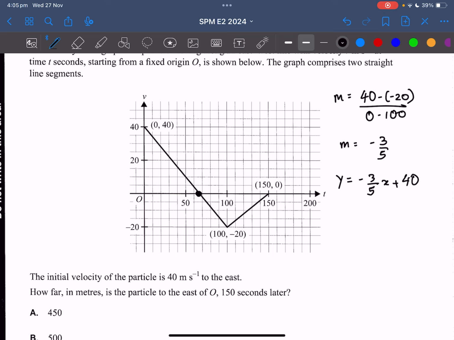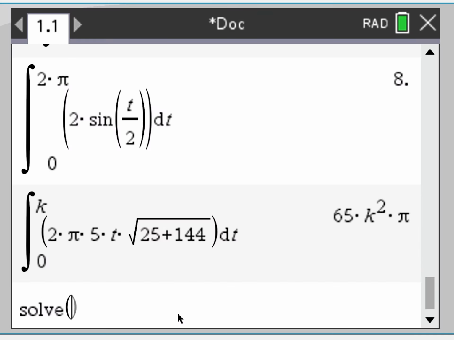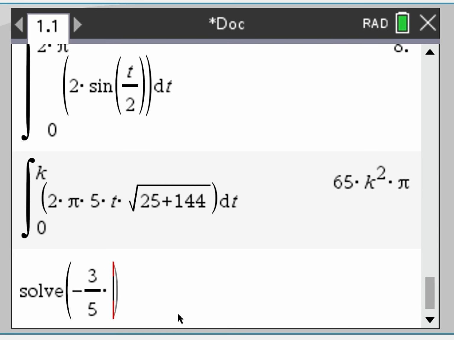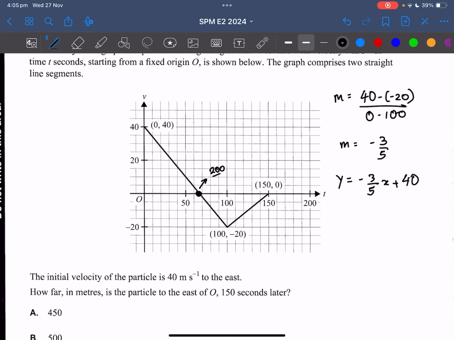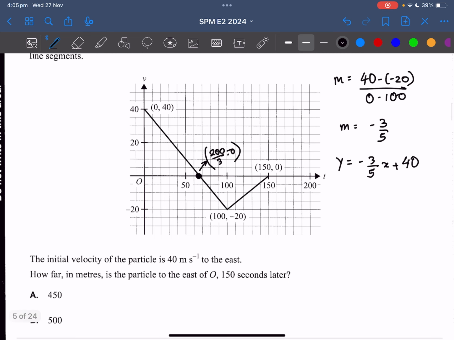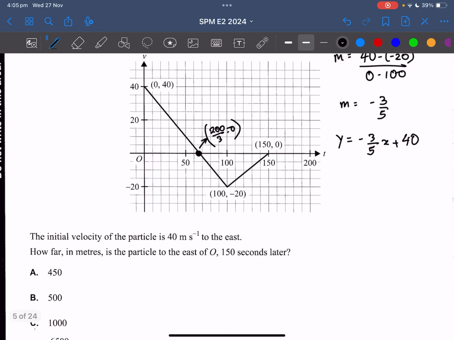Alright, now let's find the x-intercept of this line. So solve minus 3 on 5 times x plus 40 equals 0 for x. So x is going to be 200 on 3. So this over here is going to be 200 on 3 and 0. Okay, so now that we know the x-intercept, we can easily find all the area that we need.